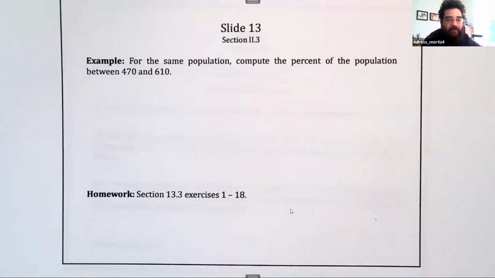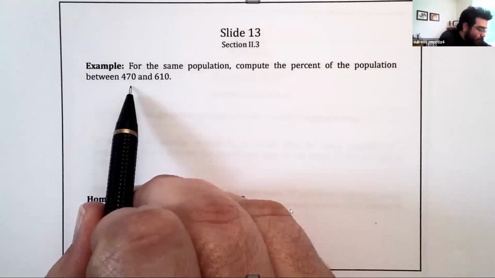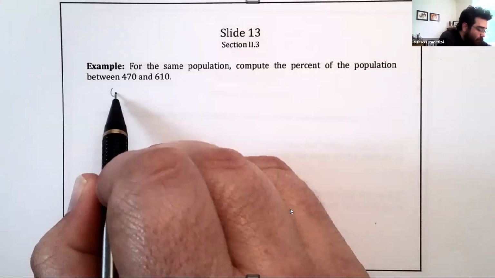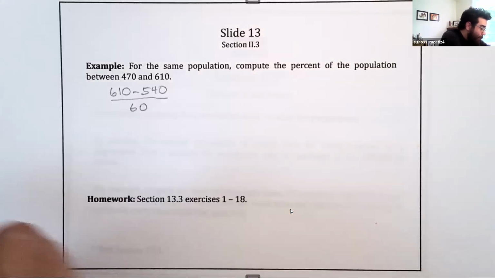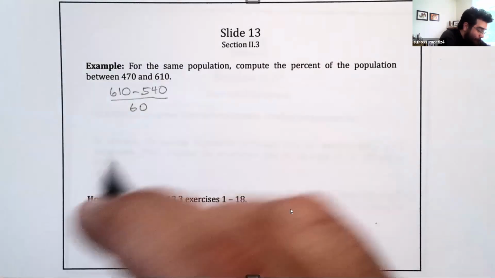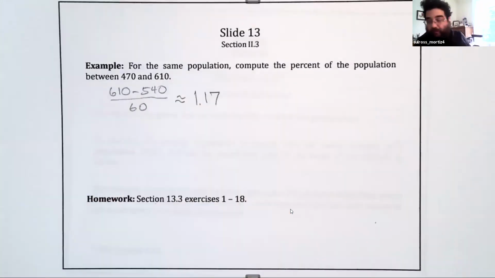Okay, for the same population, let's compute the percent of the population between 470 and 610. So I need z-scores for each of these values. We have 610 minus 540 divided by 60. And I get about 1.17. And when I look that up in the table, 1.17, I get 0.8790.